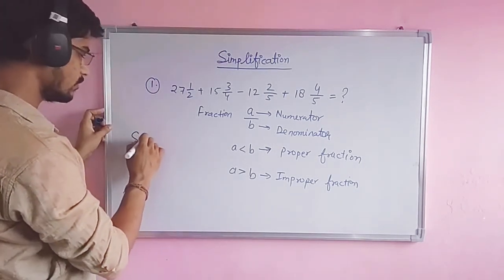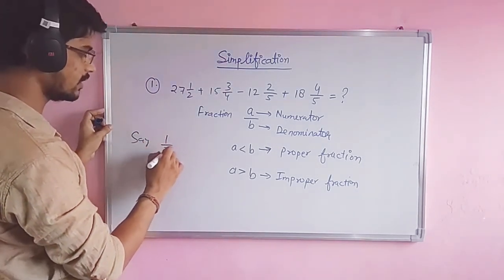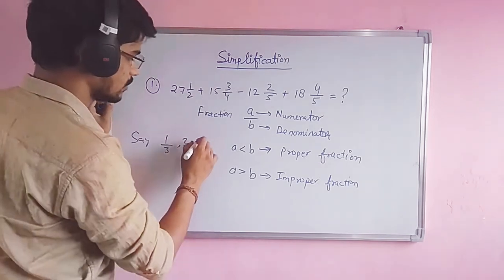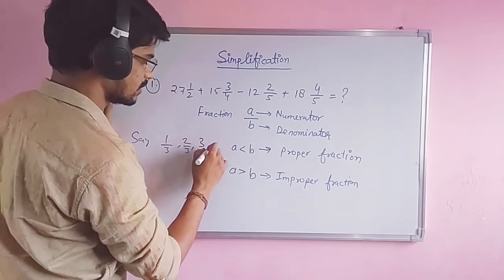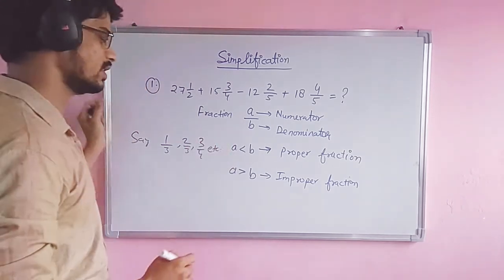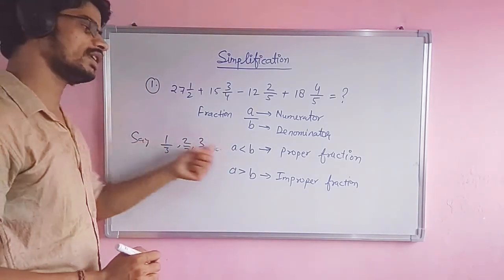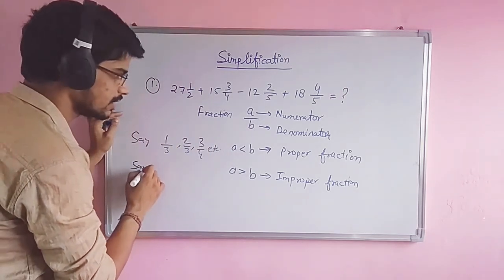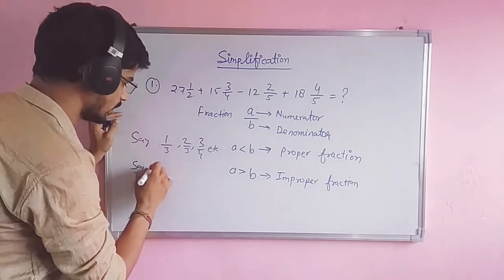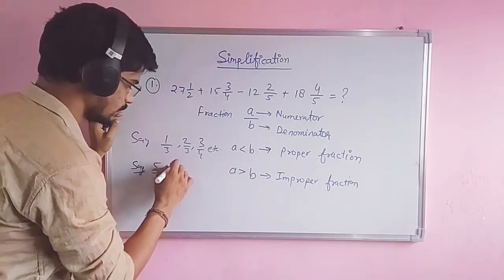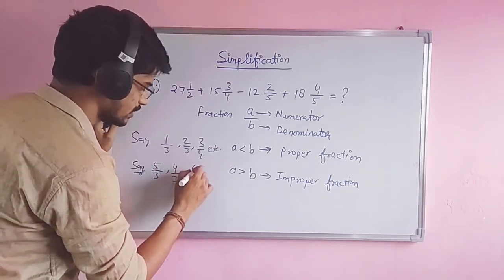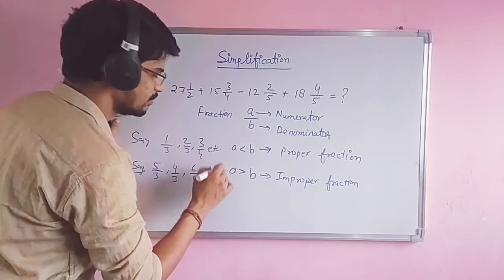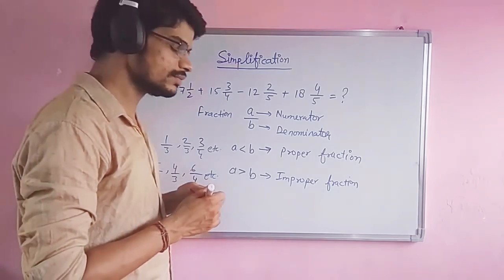Examples of 1 by 3, 2 by 3, 3 by 4, etc. These are examples of proper fractions in which a is less than b. Next, examples of improper fractions are 5 by 3, 4 by 3, 6 by 4, etc. These are examples of improper fractions. Clear?